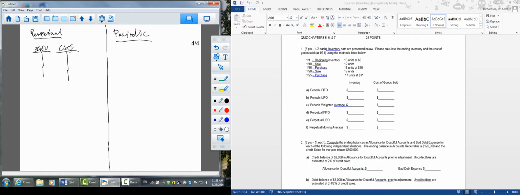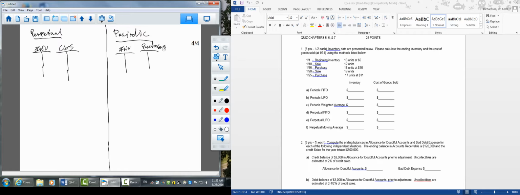All right, and then in periodic, you'll still have an inventory account, but then you're gonna have a purchases account. And almost always you buy things on account, right? Because you're doing business to business, you're buying your inventory from a business. Even when you sell stuff to another business, it's on account. But if you're selling to the general public, it could be for cash or on account.